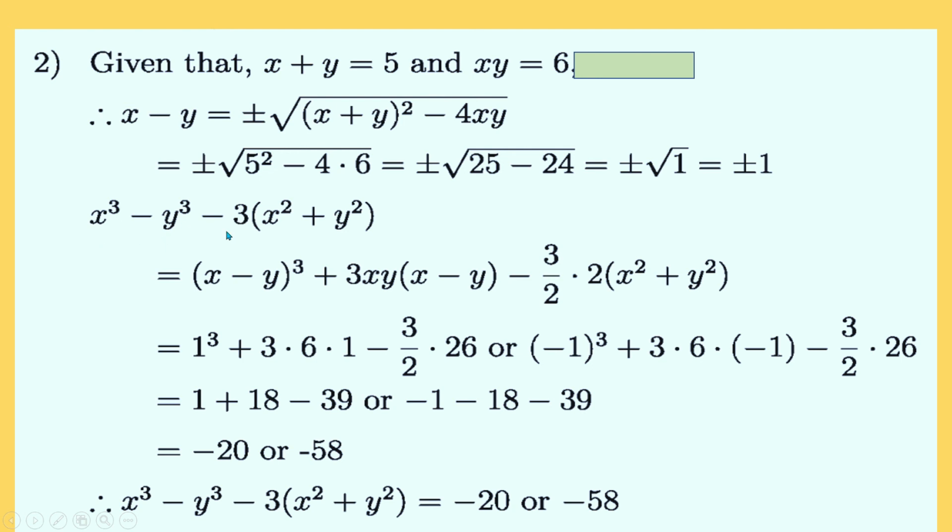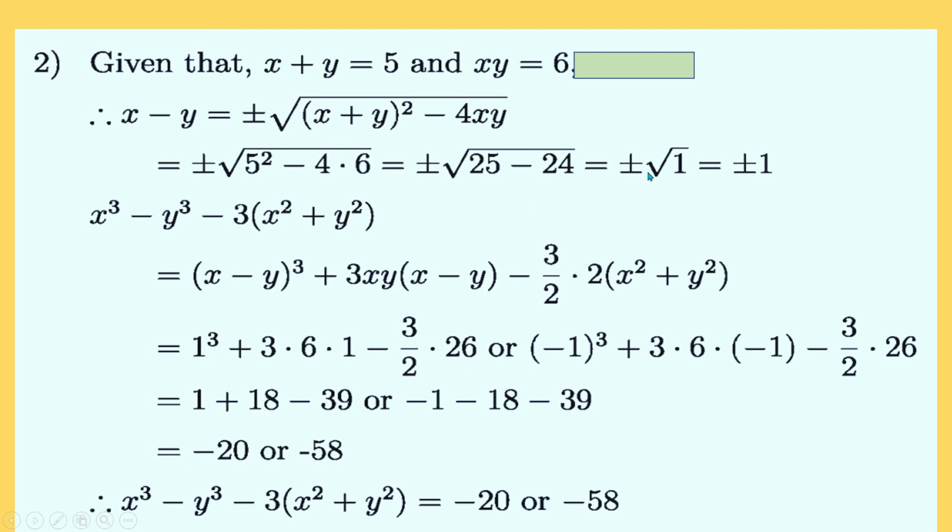So x cube minus y cube minus 3 into x square plus y square equals x minus y whole cube plus 3xy into x minus y minus 3 by 2 into x square plus y square, because one number was 2 into x square plus y square. So 3 into x square plus y square, we can write as 3 by 2 into 2 into x square plus y square. Now putting the value of this equal to 1, this equal to 6, and this equal to 1, minus 3 into this, we have got 26.